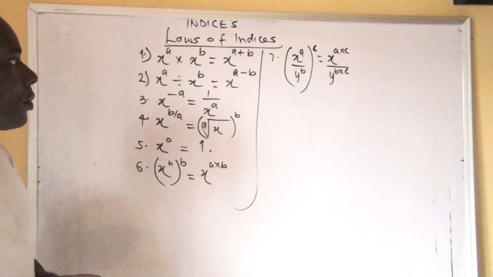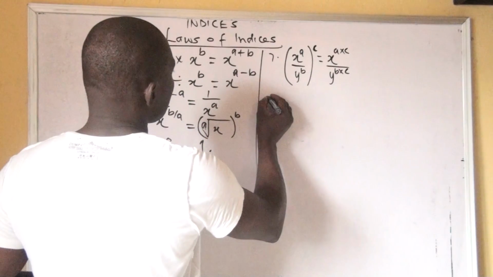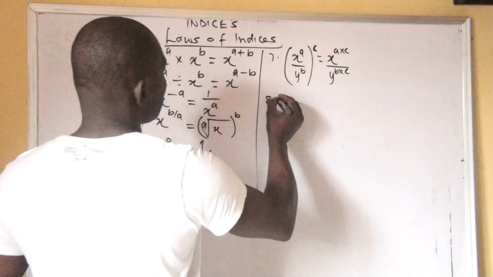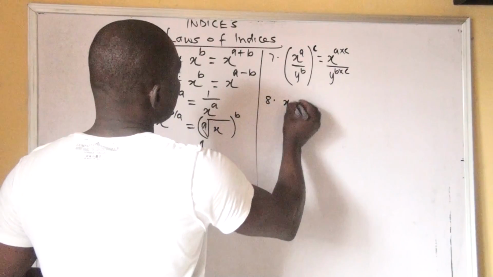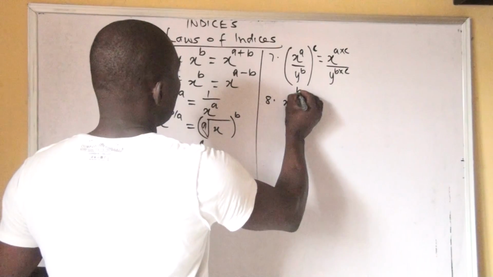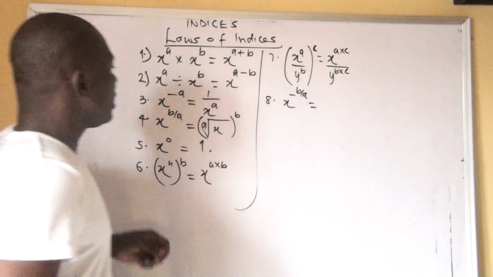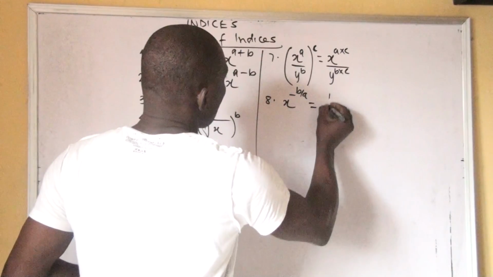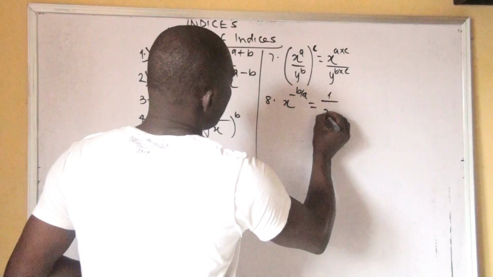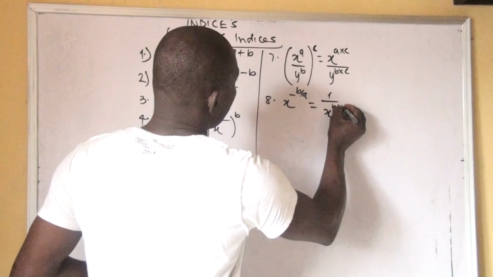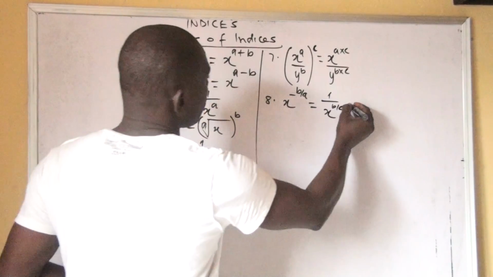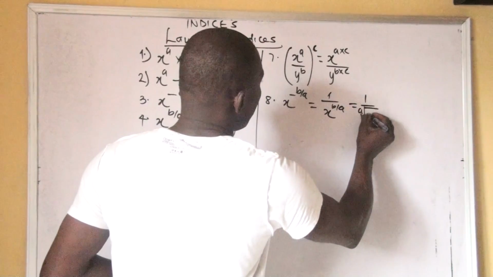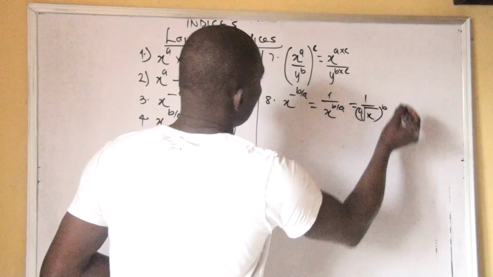Okay. Then we can also have cases where these are combined. If we have, for instance, x raised to the power minus b over a, first thing you do, this will become 1 all over x raised to the power b over a, which we can also express as 1 all over the a-th root of x, all raised to the power b.